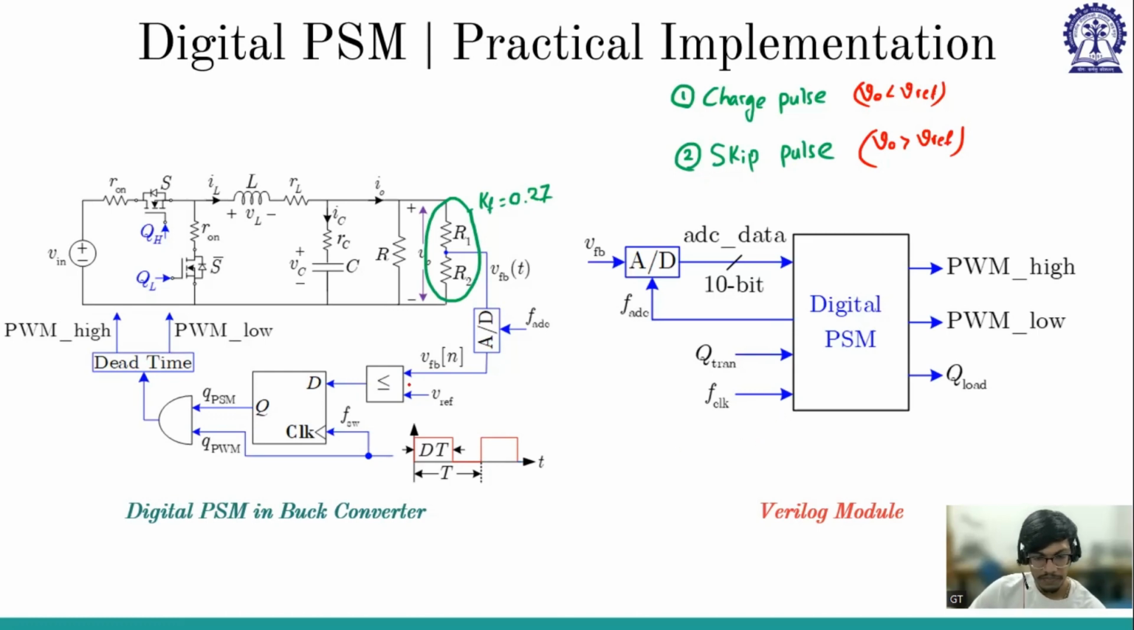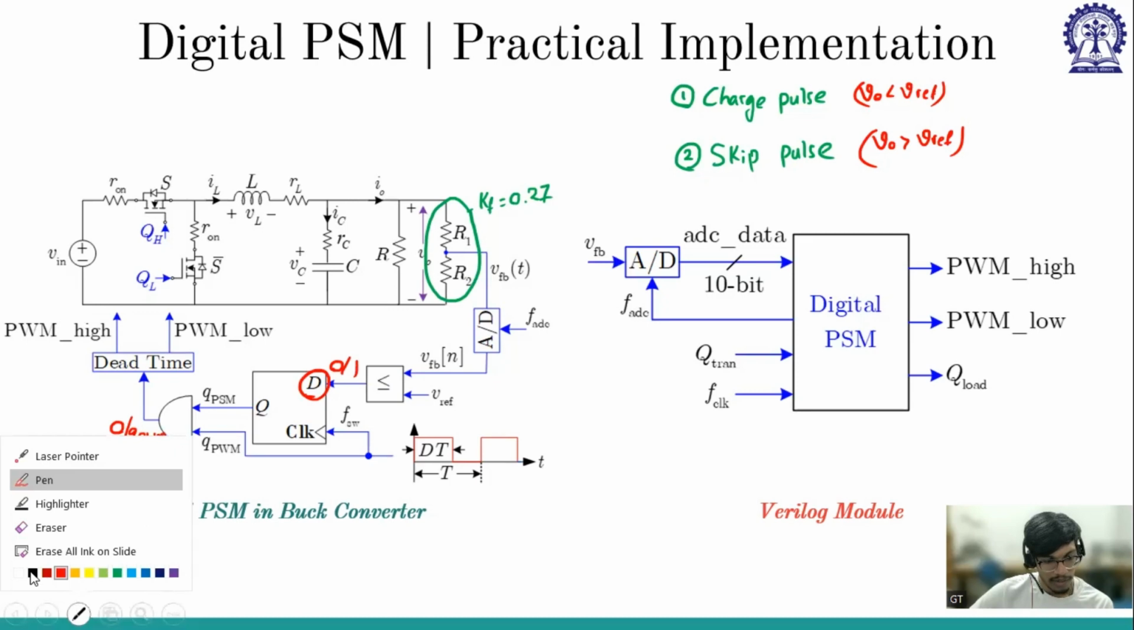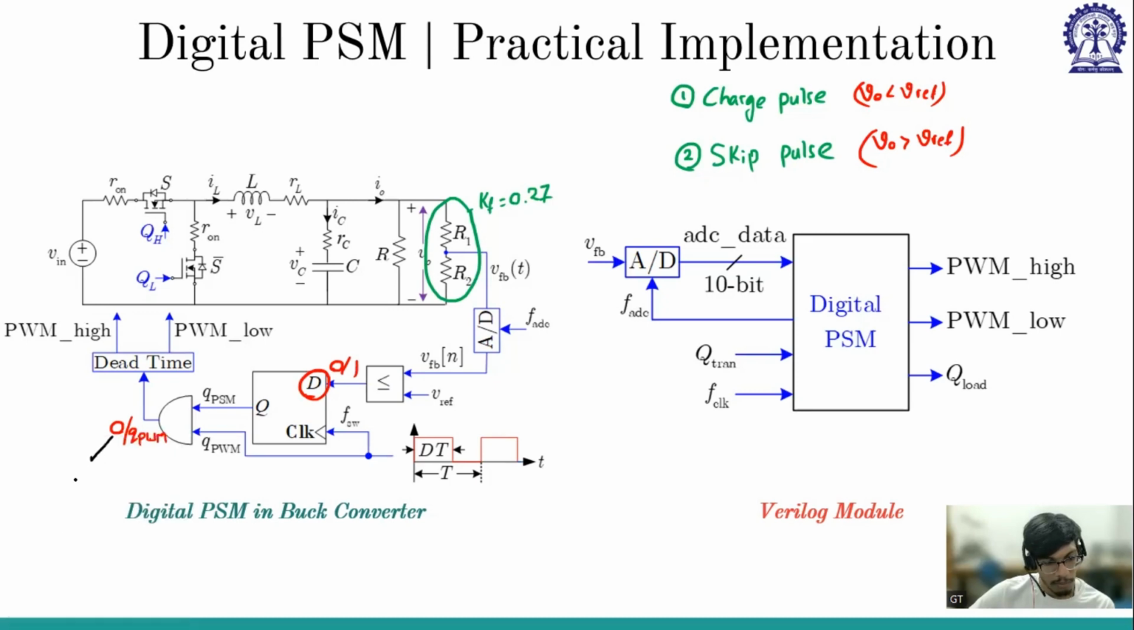Only here, instead of generating the duty ratio, we are feeding either with duty ratio, or we are skipping the pulse. So this D will decide 0 or 1. If it is 0, then this is 0. If it is 1, we'll get QPWM. So the output will be either, if I say 0 means skip pulse, QPWM means charge pulse. So this logic we have to implement in the Verilog HDL.